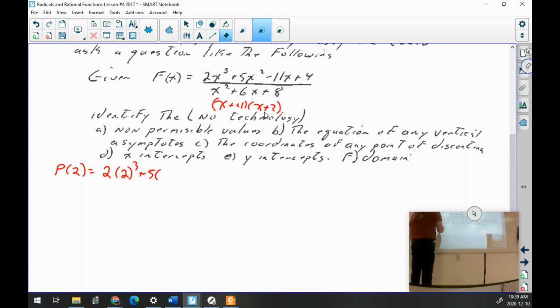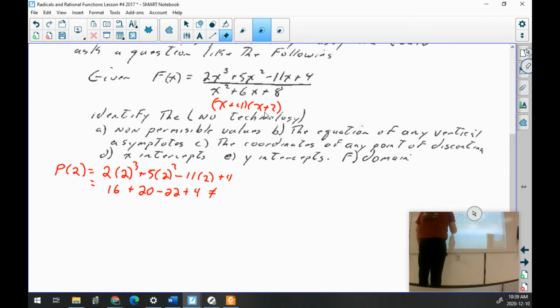I'm assuming most of you would use a calculator to do this, and that's fine. I'm just going to test. So I've got 16 plus 20 minus 22 plus 4. That does not equal 0. Okay. Now test P at 4.